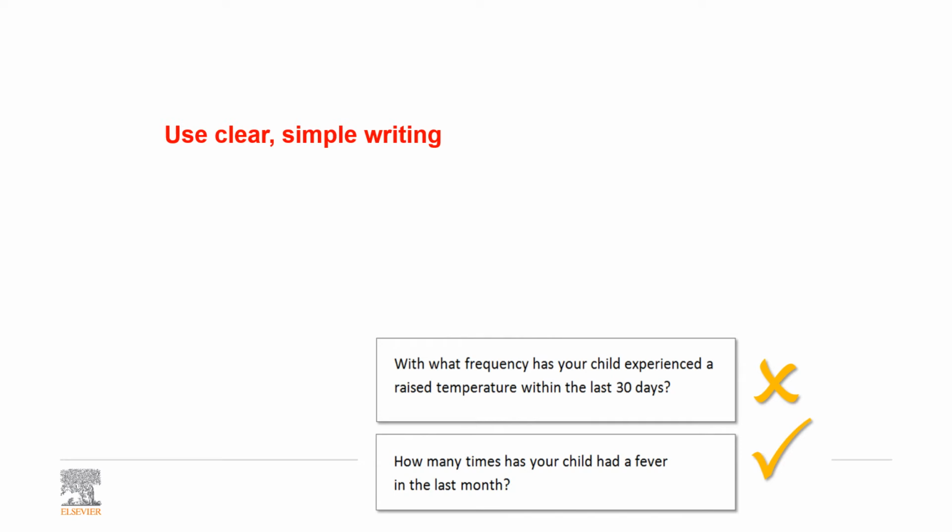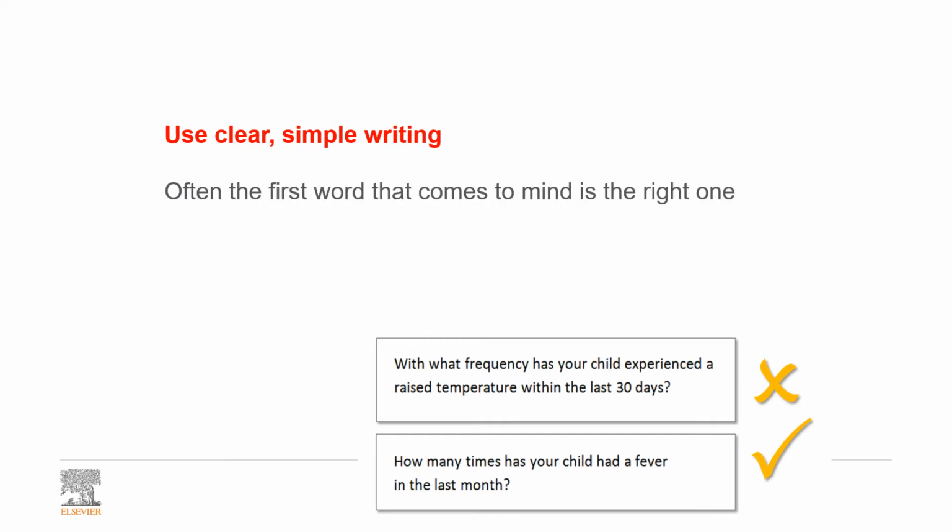We should try to use clear, simple writing, and the two boxes on the bottom demonstrate this to some extent. Top one says, with what frequency has your child experienced a raised temperature within the last 30 days? This not only uses too many words, it might be hard to understand by some people, especially lay people. The bottom box says exactly the same thing in fewer words and much more clear language. How many times has your child had a fever in the last month?